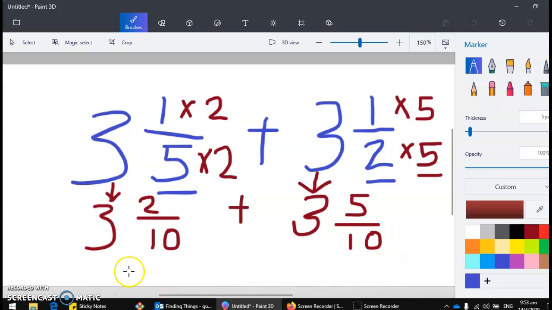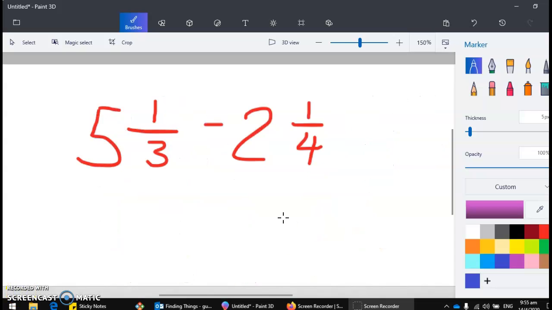10, 10. Now we can easily add. So how shall we do this? Let's look at the whole number first. 3 and 3. 3 plus 3 is 6. So the whole number is 6. Now let's add the fractions. 2 over 10 plus 5 over 10 is 7 over 10. 2 plus 5 is 7 and the denominator 10. So we have the answer 6 and 7 over 10.